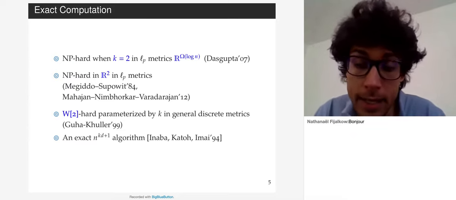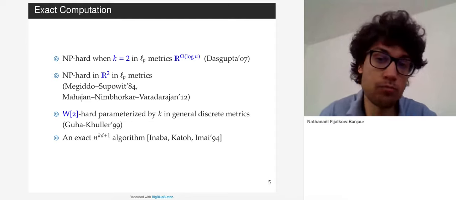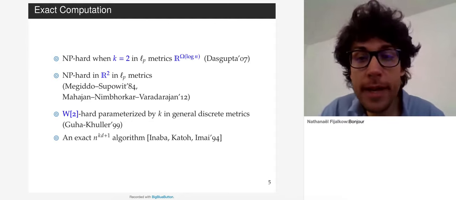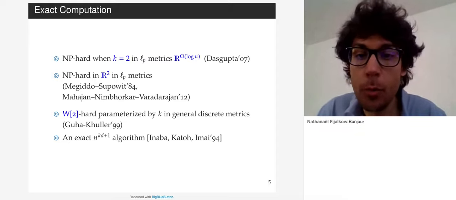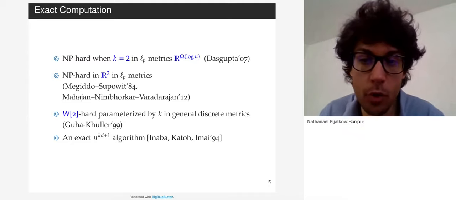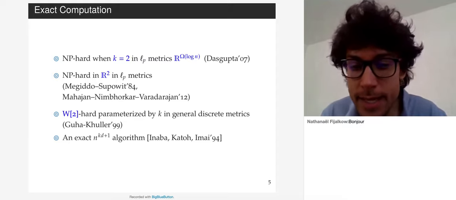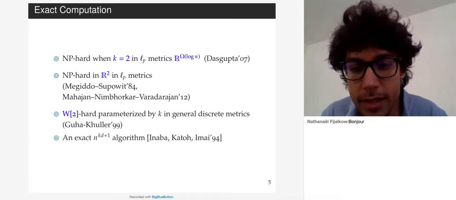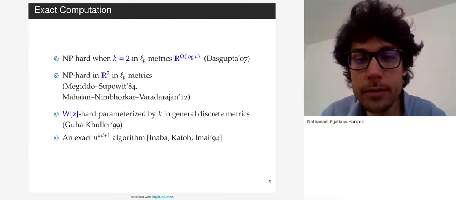And in Euclidean space, there is an exact n to the kd algorithm. It's a cute algorithm, because it just enumerates all Voronoi diagrams which correspond to a possible solution for your problem. They show that there are n to the kd interesting Voronoi diagrams, so you can just enumerate all of these. So this is what happened mainly more than 10 years ago, except for maybe the k-means thing. But more or less this is pretty old stuff on this problem.